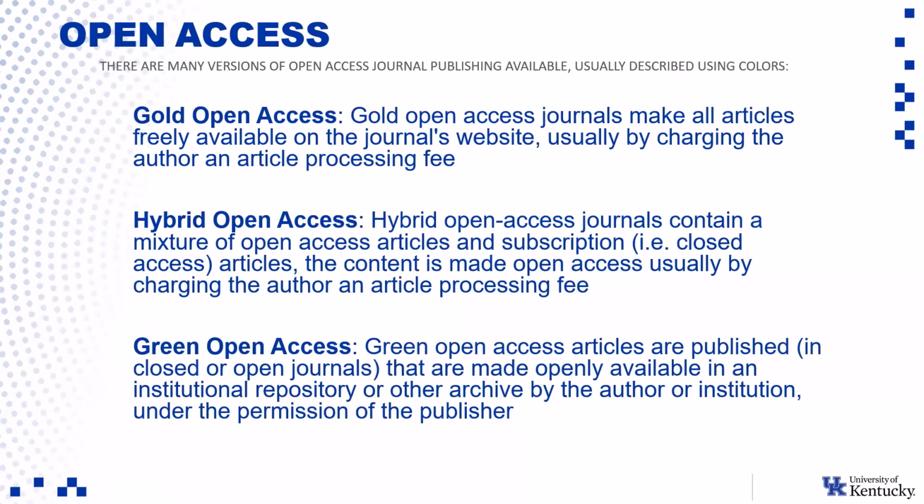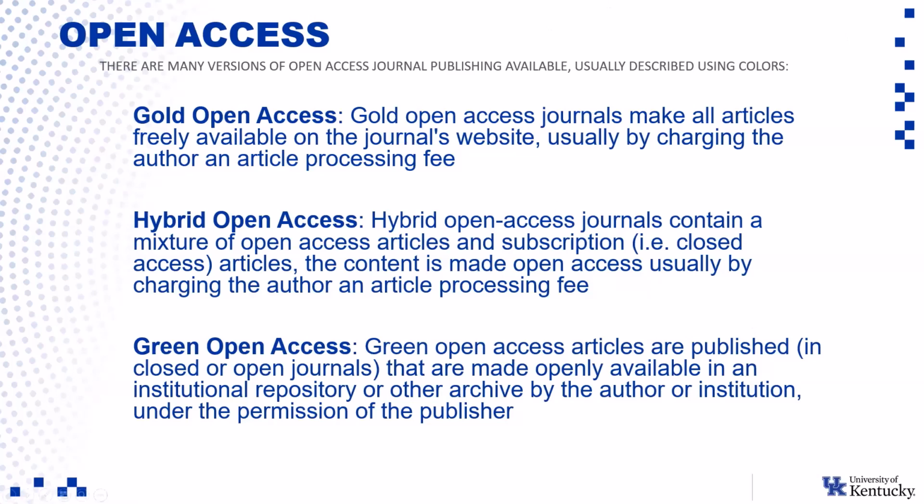So finally, we want to determine if our journal is a subscription-based journal or an open access journal. Open access is a set of principles that makes research outputs openly available, free of cost and other access barriers. There are many versions of open access journals available, and they're usually described in different colors. I'm not going to read this. I'm going to leave it on the screen for a minute, but I'm not going to read it to you.